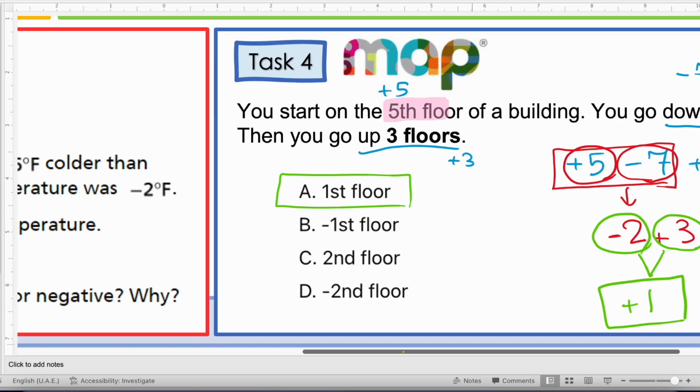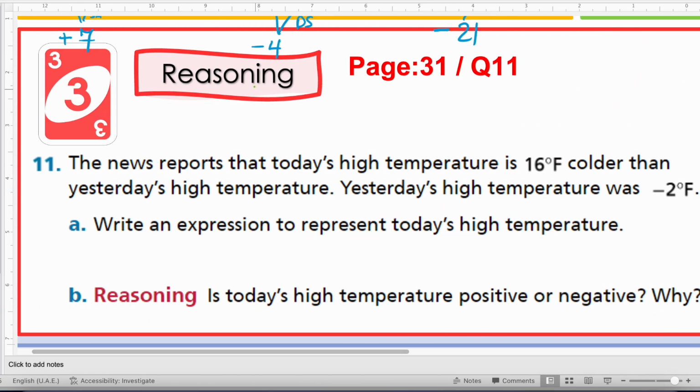So let's do the next question. The news reports that today's high temperature is 16 degrees colder than yesterday's temperature. Yesterday's temperature was negative 2. So basically, yesterday it was negative 2. Today it's 16 colder. This means it's negative 16 from the negative 2. So I need to write an expression to represent today's temperature. It's basically what? It's 16 colder from yesterday. Yesterday it was negative 2. This is the expression.